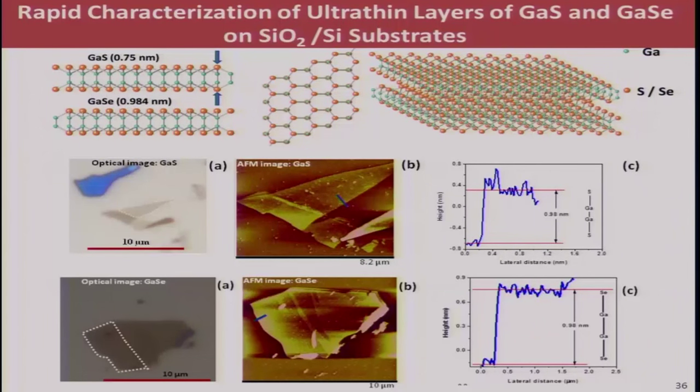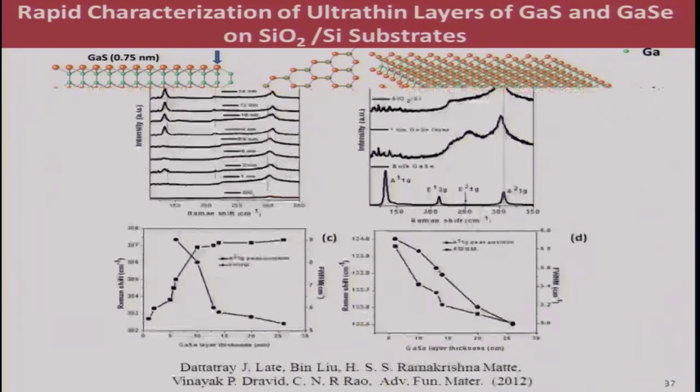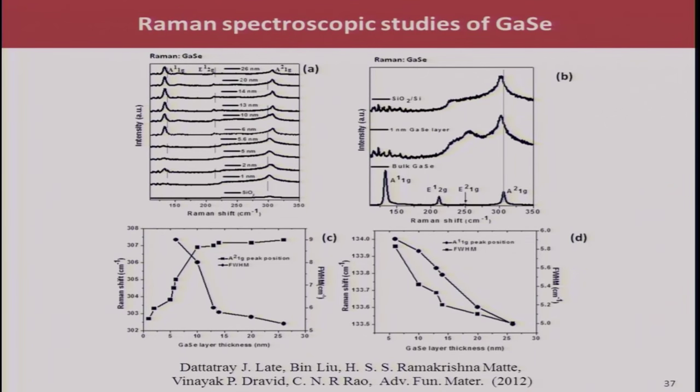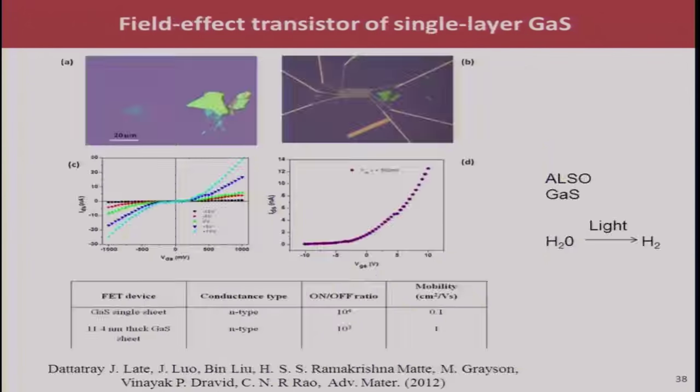But if you put it on a substrate, you can measure properties, and you can see the single layer of gallium sulfide and gallium selenide. We have studied the Raman spectroscopy as a function of layers of both. What happens as a layer dependence? We can make transistors out of it, and so on.